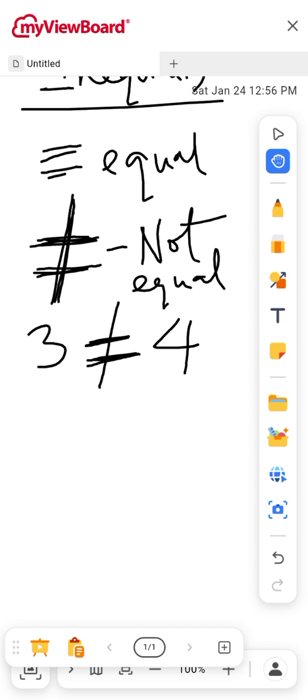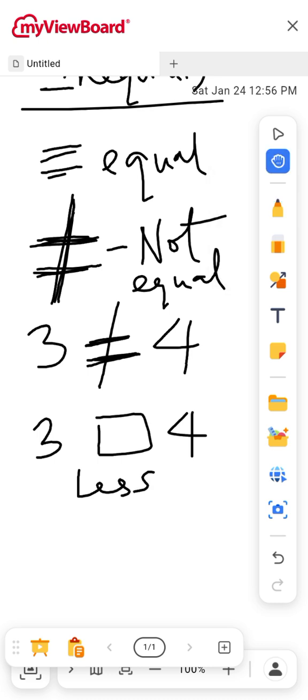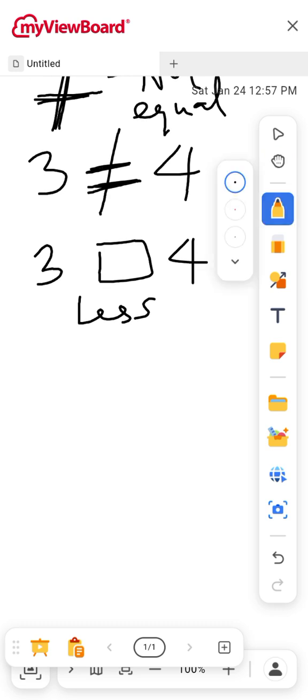If I want to look at 3 and 4, how do they relate with each other? Let's say 3 box 4. Is 3 greater or less than 4? Of course, 3 is a smaller number compared to 4. So we say 3 is less than 4. This less than has a mathematical symbol, and it is given as this.